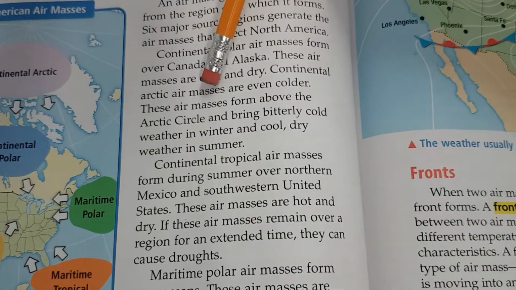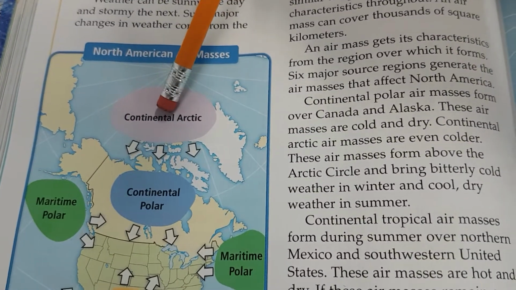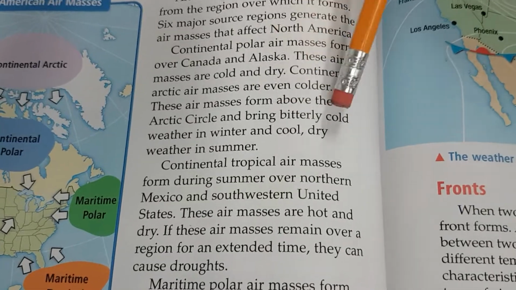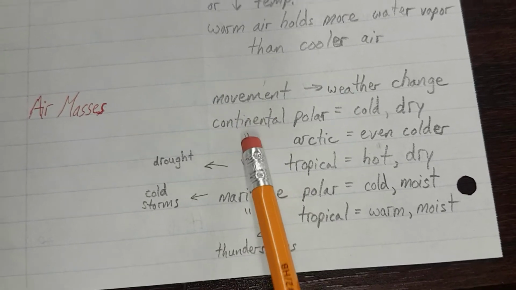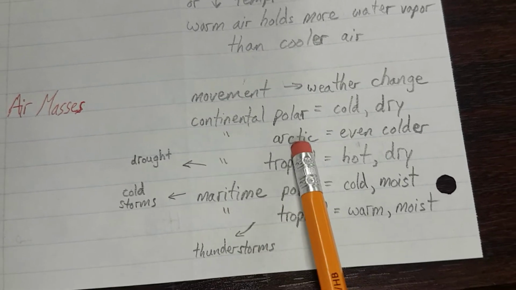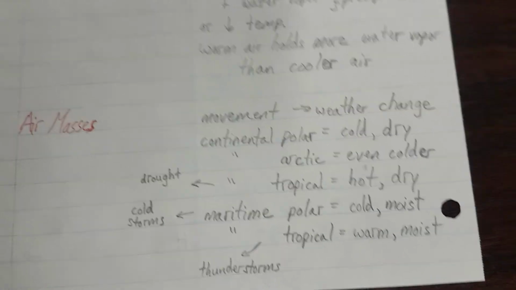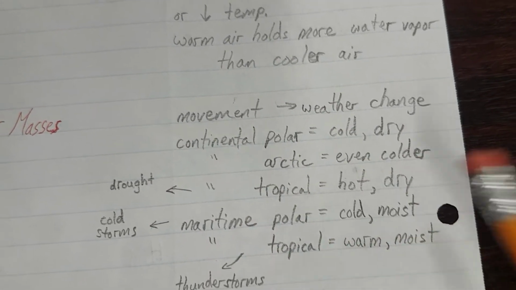Continental Arctic air masses are even colder. These air masses form above the Arctic Circle, way up here, and bring bitterly cold weather in winter and cool, dry weather in summer. Okay, so those 2 little quotes right there mean that we're using the word continental again and Arctic. So continental Arctic equals even colder. Continental polar is cold and dry. Continental Arctic is even colder than that.